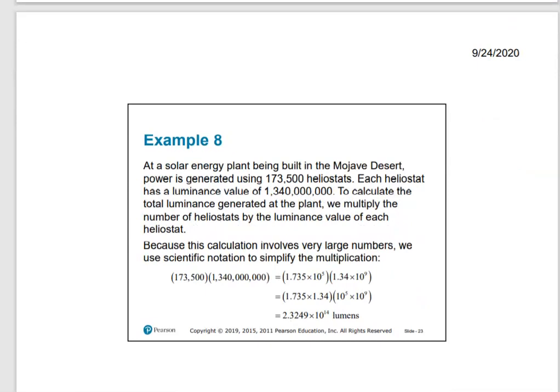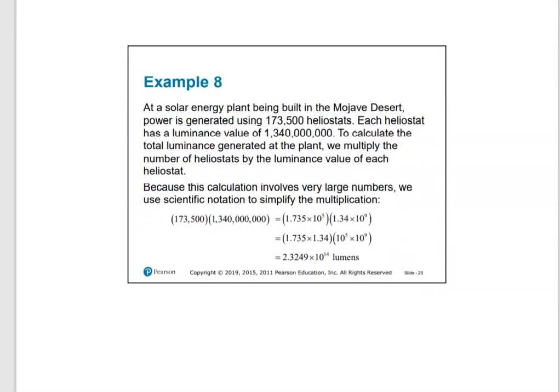At a solar energy plant being built in the Mojave Desert, power is generated using 173,500 heliostats. Each heliostat has a luminance value of 1,340,000,000. To calculate the total luminance generated at the plant, we multiply the number of heliostats by the luminance value of each heliostat. Because the calculation involves very large numbers, we use scientific notation to simplify the multiplication.